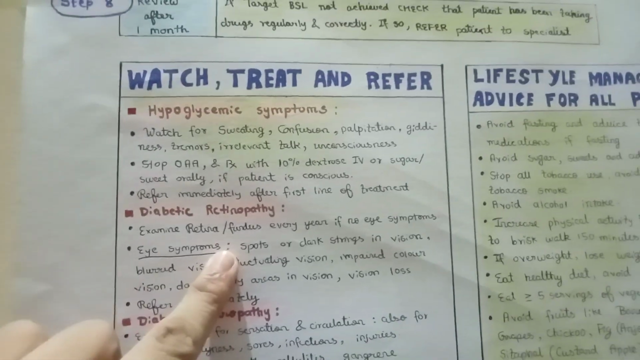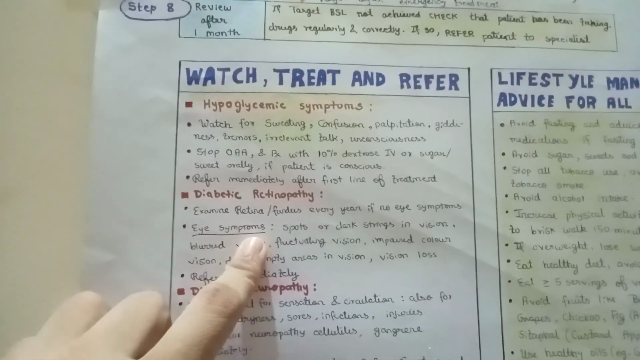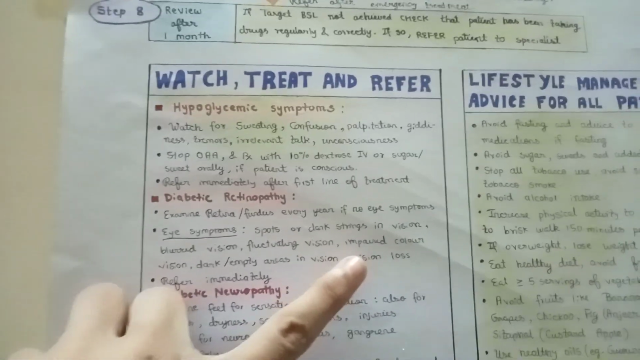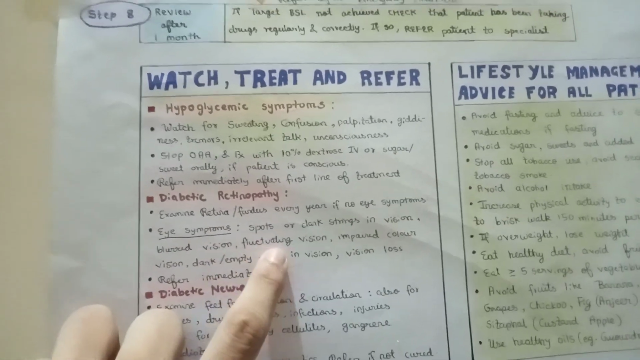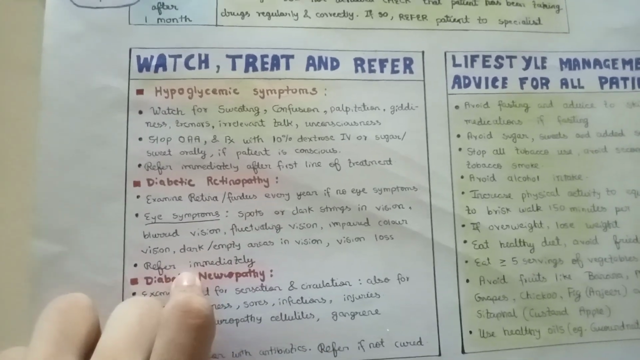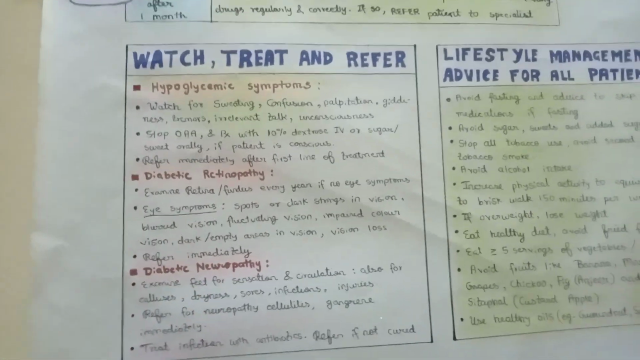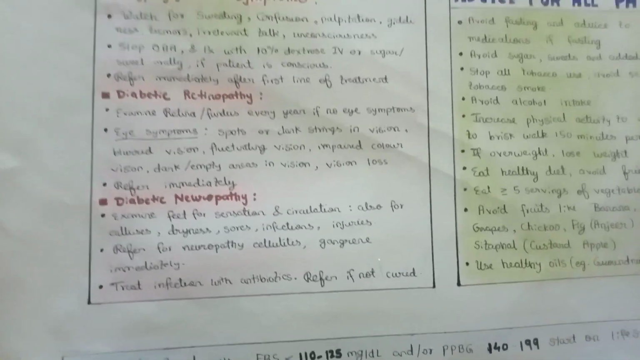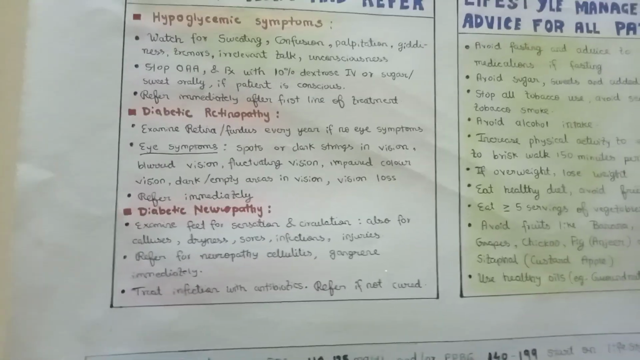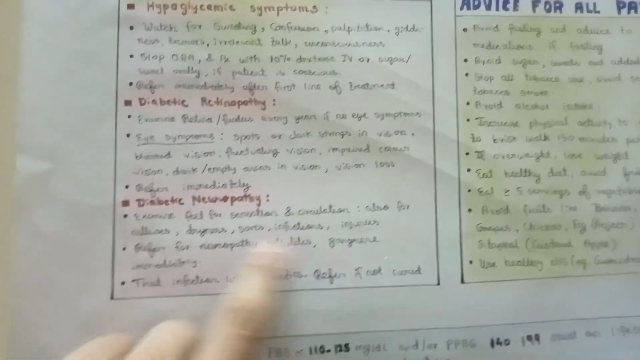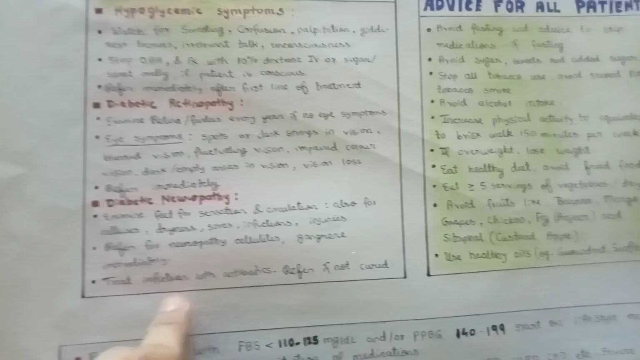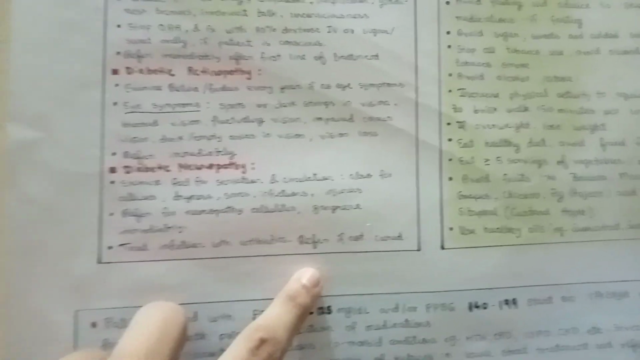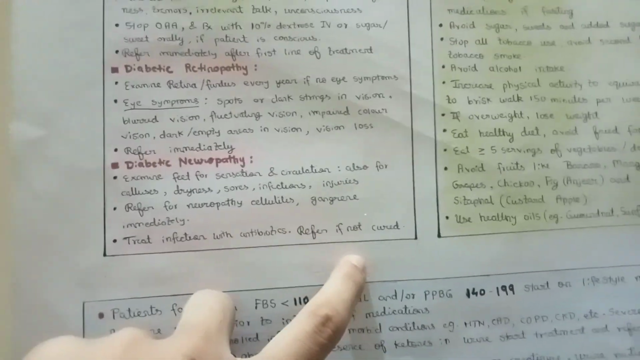Then in case of diabetic retinopathy, examine the retinal fundus every year. Eye symptoms include spots in vision, blurred vision, fluctuating vision, impaired color vision, then vision loss. For diabetic neuropathy, examine for feet sensation and circulation, and refer immediately for gangrene or cellulitis, with treatment accordingly with antibiotics for symptomatic treatment, and refer to the specialist if not cured.